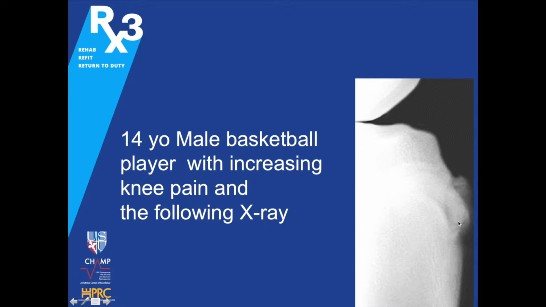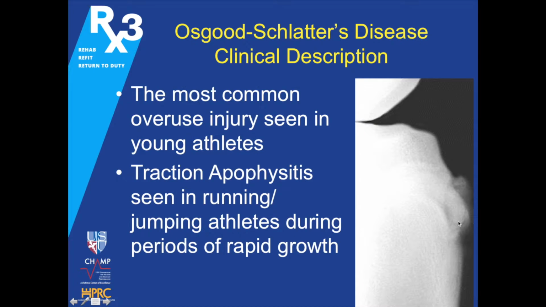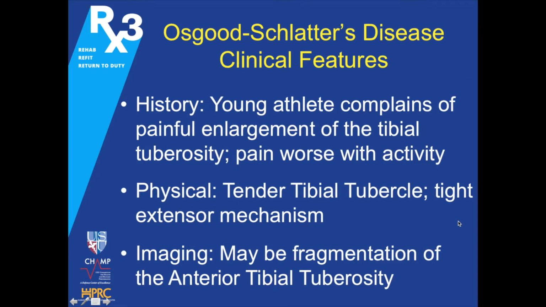Here's a prototypical case of a 14-year-old male basketball player who has increasing knee pain, and the practitioner decided to get the following x-rays. This gentleman's diagnosis is Osgood-Schlatter disease. It is the most common overuse injury that we've seen in young athletes, and it results from a traction apophysitis. It's usually seen in running and jumping sports, and coincidentally noticed during rapid periods of growth.